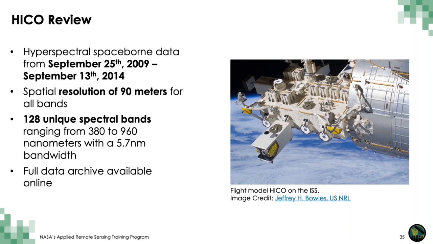HICO's spatial resolution is 90 meters, with a standard scene width of 42 kilometers and a standard scene length of 192 kilometers. The full HICO data archive is available online through the NASA Ocean Color Web Browser, and that's kind of what we're going to be going over in this data access demo.